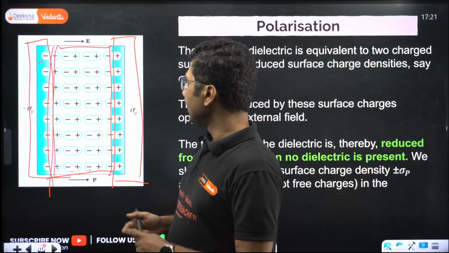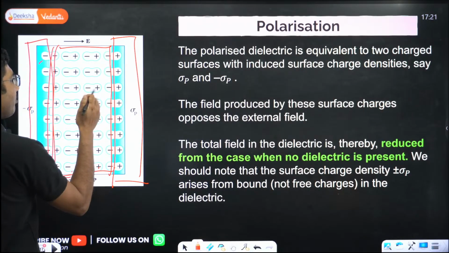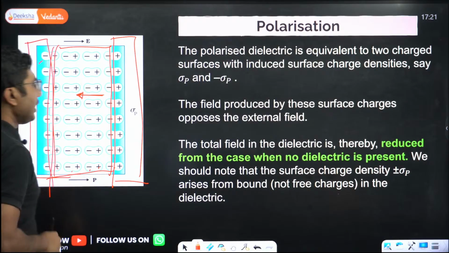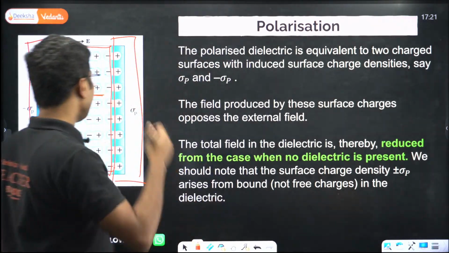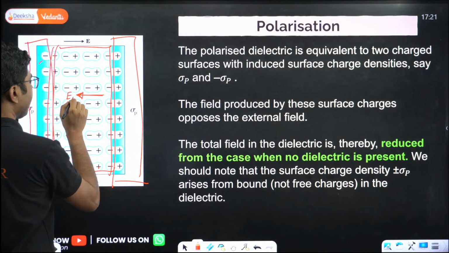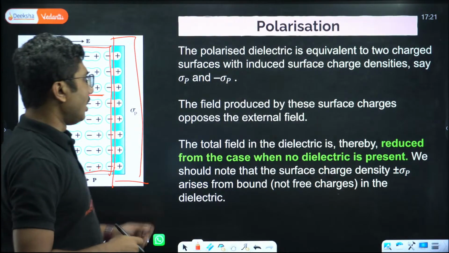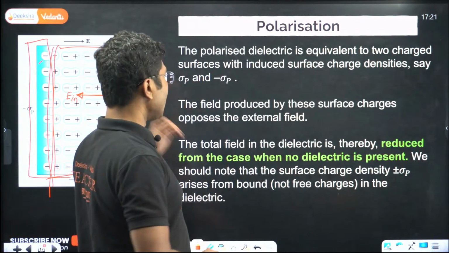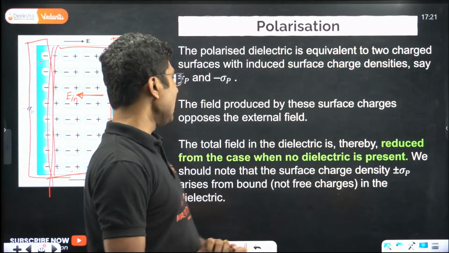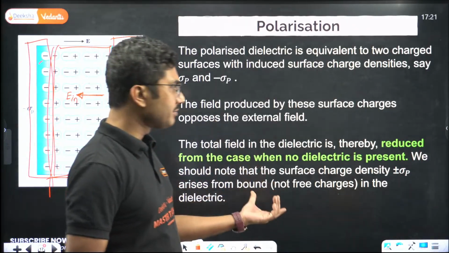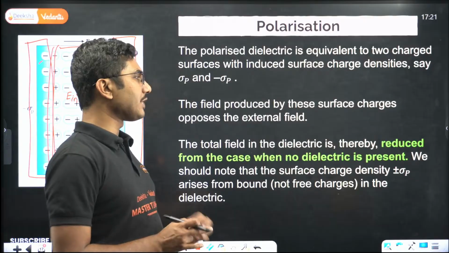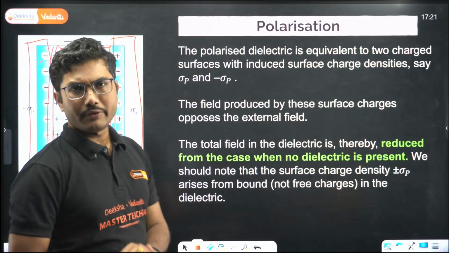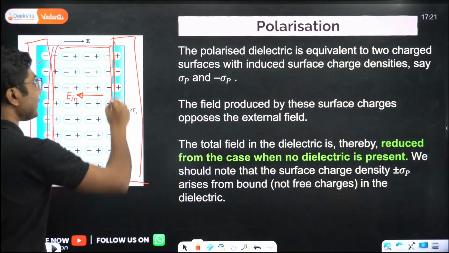Okay, and obviously the net electric field inside will be from positive to negative. So this is the induced electric field. The field produced by these surface charges opposes the external electric field. The total field in the dielectric is thereby reduced from the case where no dielectric is present, and we should note that the surface charge densities plus minus sigma p arise from the bound charge and not from the free charge. So these charges are bound charges, they are not free charges.